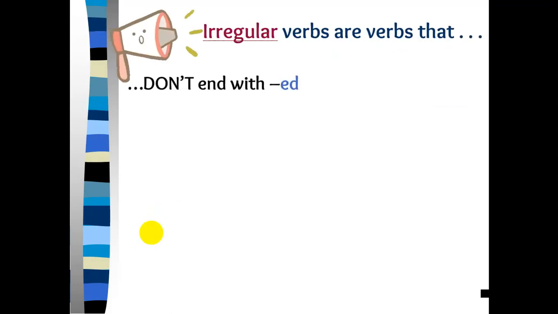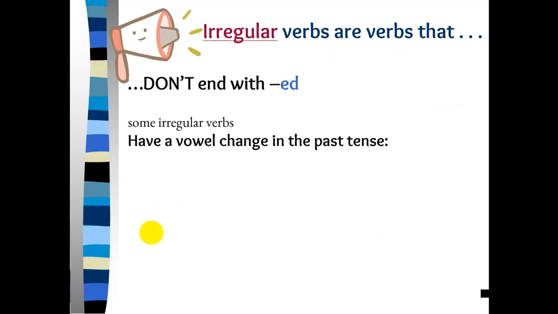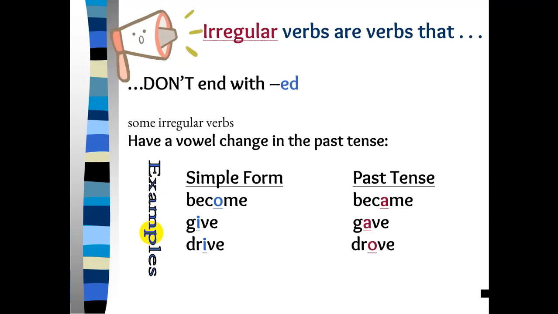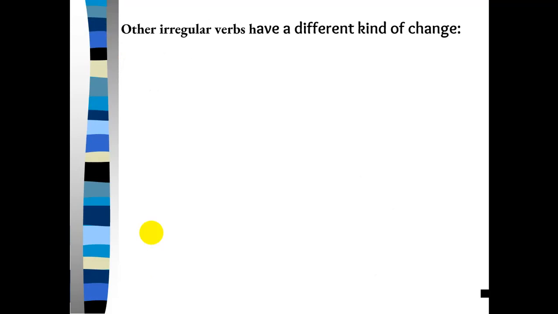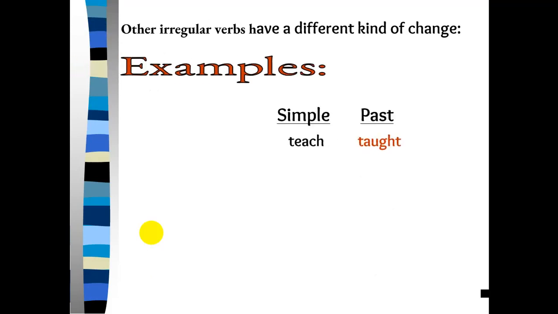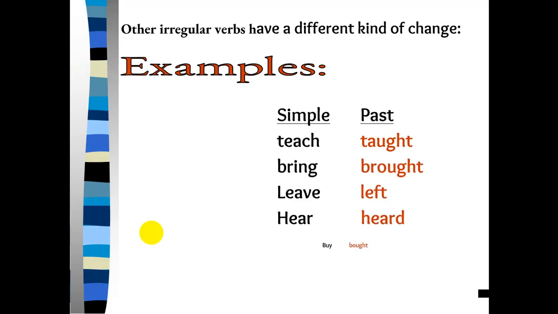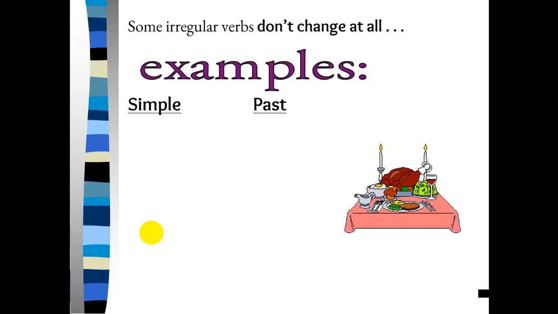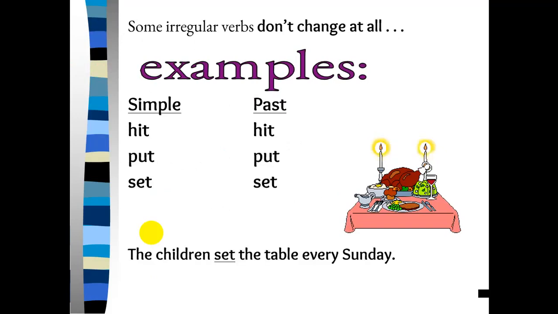In the part of the irregular verbs, we don't use the ed as I mentioned. The irregular verbs, some of them change in just one letter, for example, the vowel. Become, became, give, gave, drive, drove, forget, forgot. And also we can have these other irregular verbs that have different endings like this: teach, taught, bring, brought, leave, left, hear, heard, buy, bought. They are different. And some others don't change at all. So hit is the same, put is the same, and set is the same.